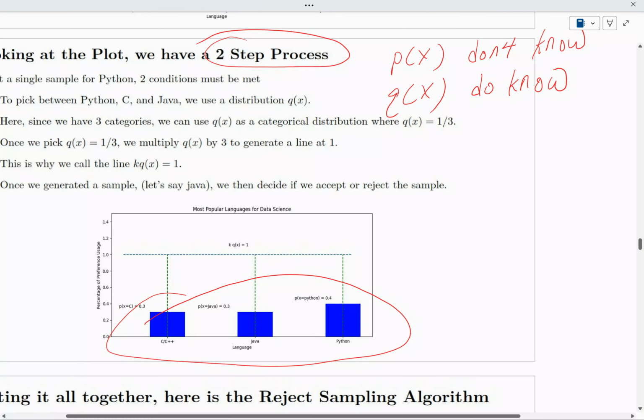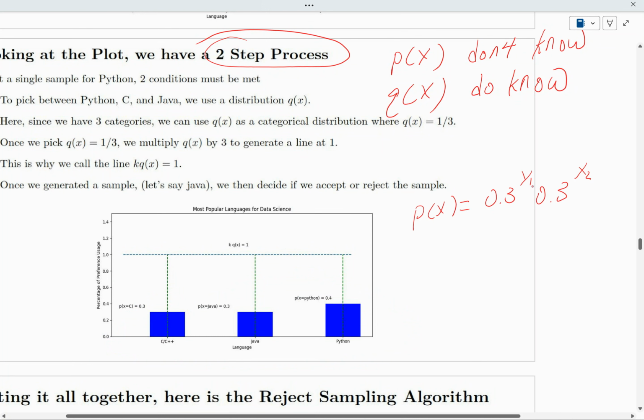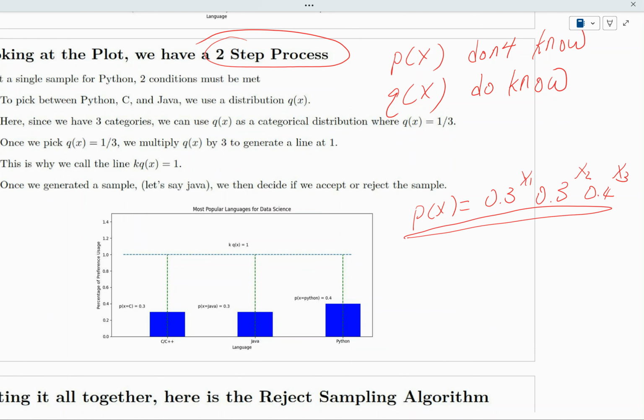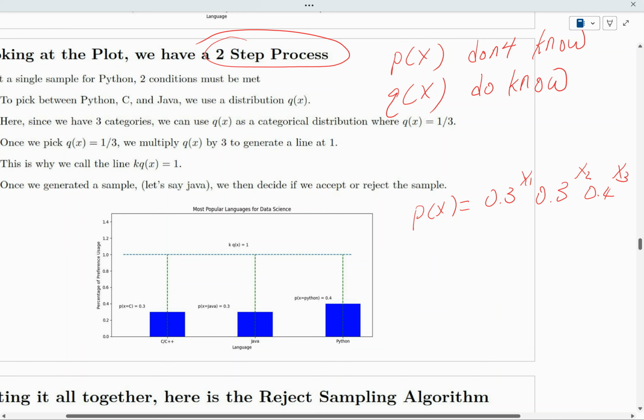So in this case, you have 3 items. So this is a categorical distribution. So P of X is a categorical distribution: 0.3 x1, 0.3 x2, 0.4 x3. And we're going to pretend that we don't know how to sample this. What we do know is we can sample from a different distribution, which is just another categorical.